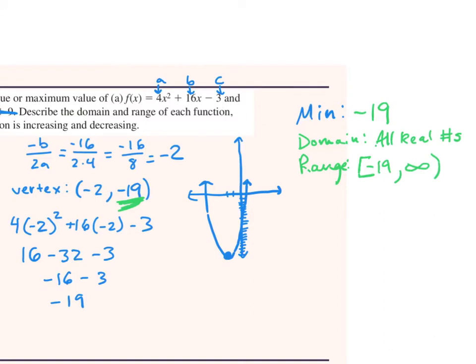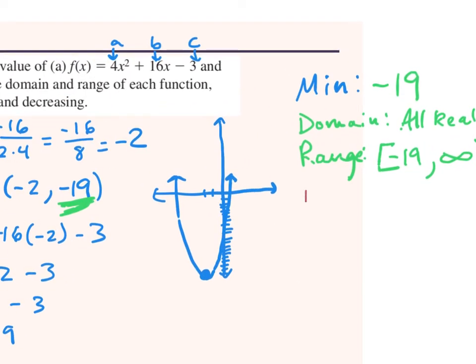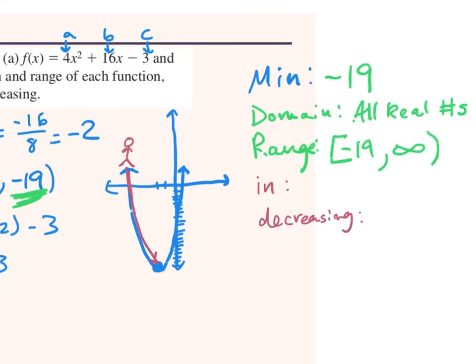All right, next we have increasing and decreasing. So to start, are we increasing or decreasing? If we were a person standing here, are we going uphill or downhill? We're walking along our graph going from left to right, so we're going this way. So we would be going down. So we are decreasing to the left of negative 2. And then we would be increasing to the right of negative 2.